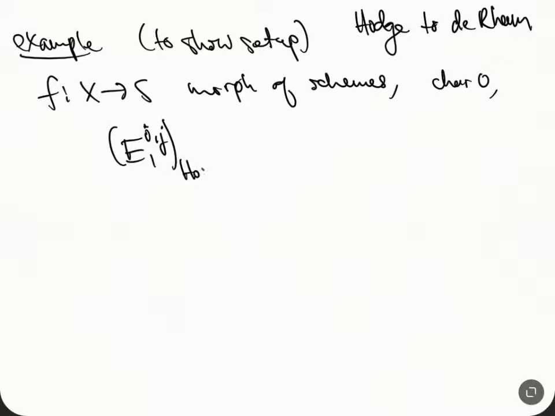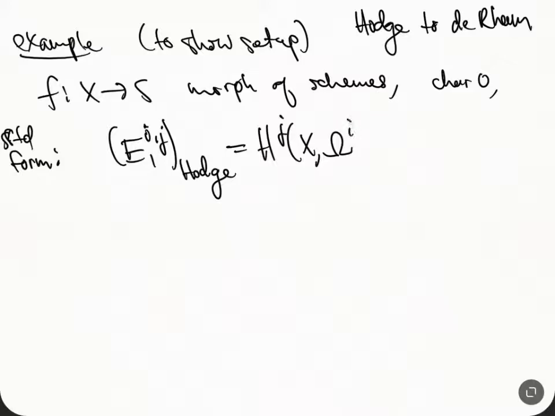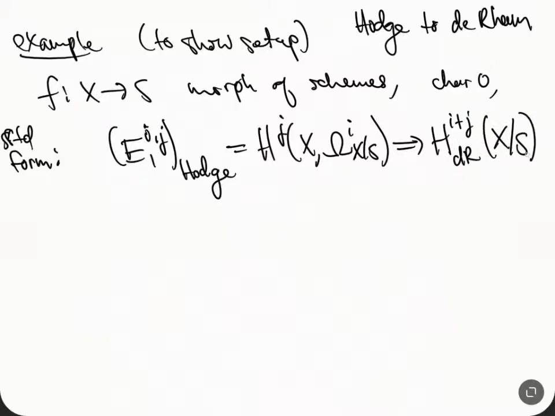So this is Hodge. This is the standard form, or standard notation. The standard notation doesn't tell you much. I'm not a fan. H^j of X, omega^I of X over S. This thing converges to H^(I+j) de Rham of X over S.